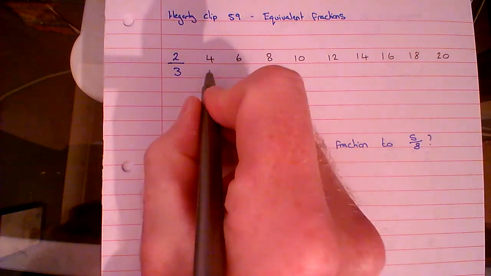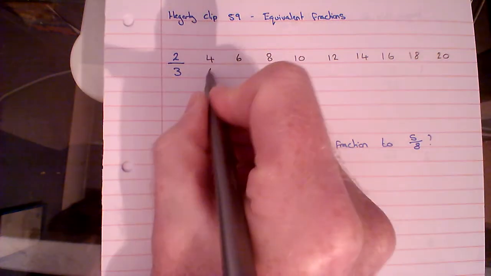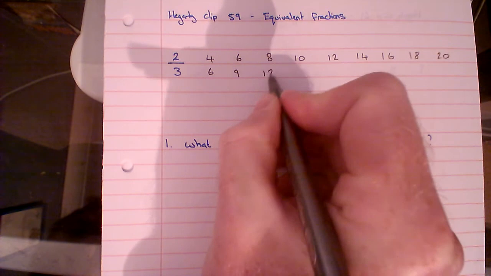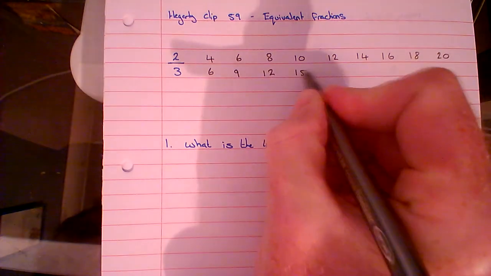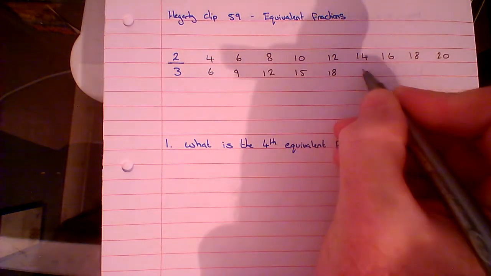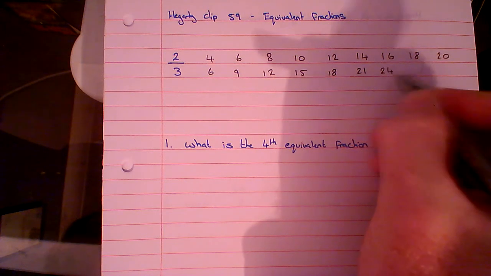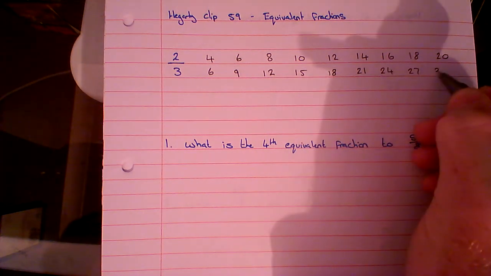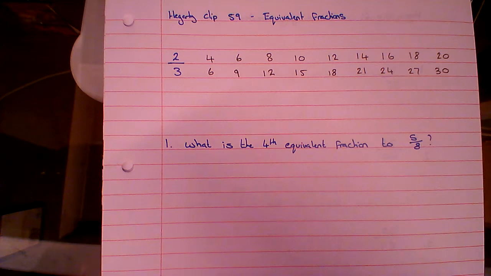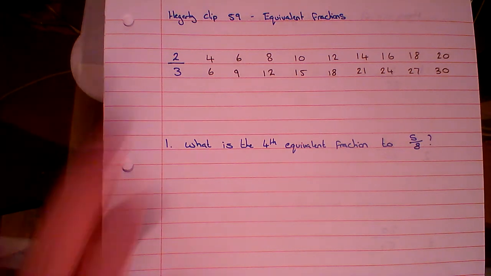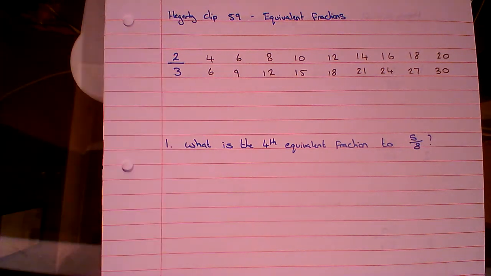And I'm going to do the same with the 3's underneath. So 3, 6, 9, 12, 15, 18, 21, 24, 27 and 30. Okay, so all I've done so far is write out my times tables for the 2 numbers that I see in my fraction.